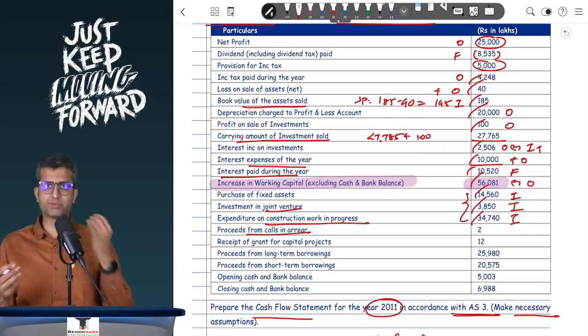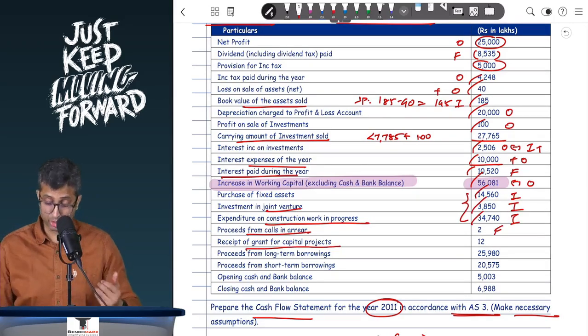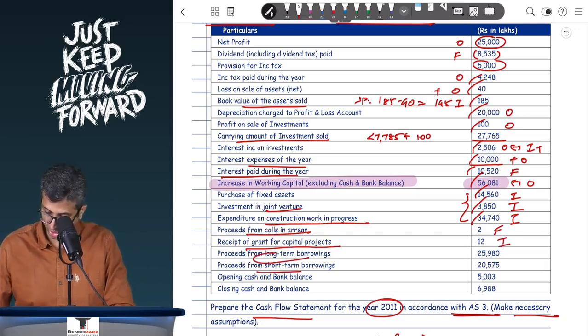You are receiving this from providers of capital. This is financing. Receipt of grant for capital projects. This is receipt for capital projects. So in line with institute solution, this is also investing. Proceeds from long term or short term borrowing. Both of these are financing. And opening cash and closing cash 5,003 6,998.